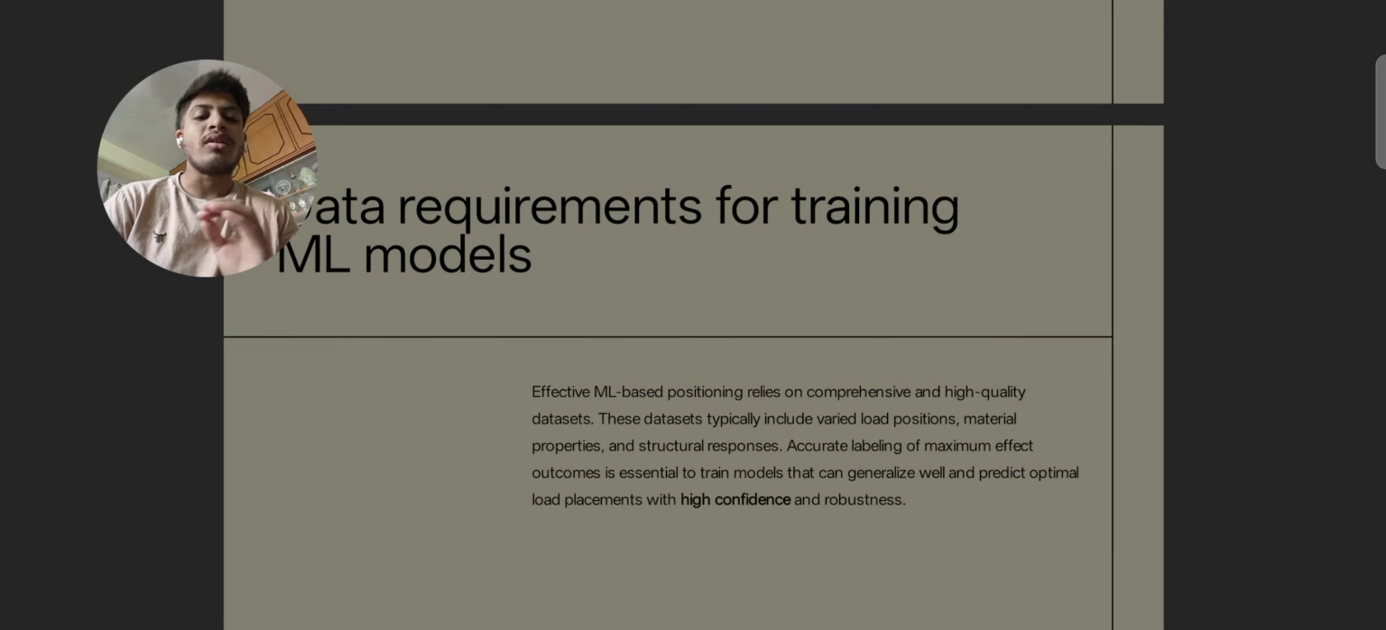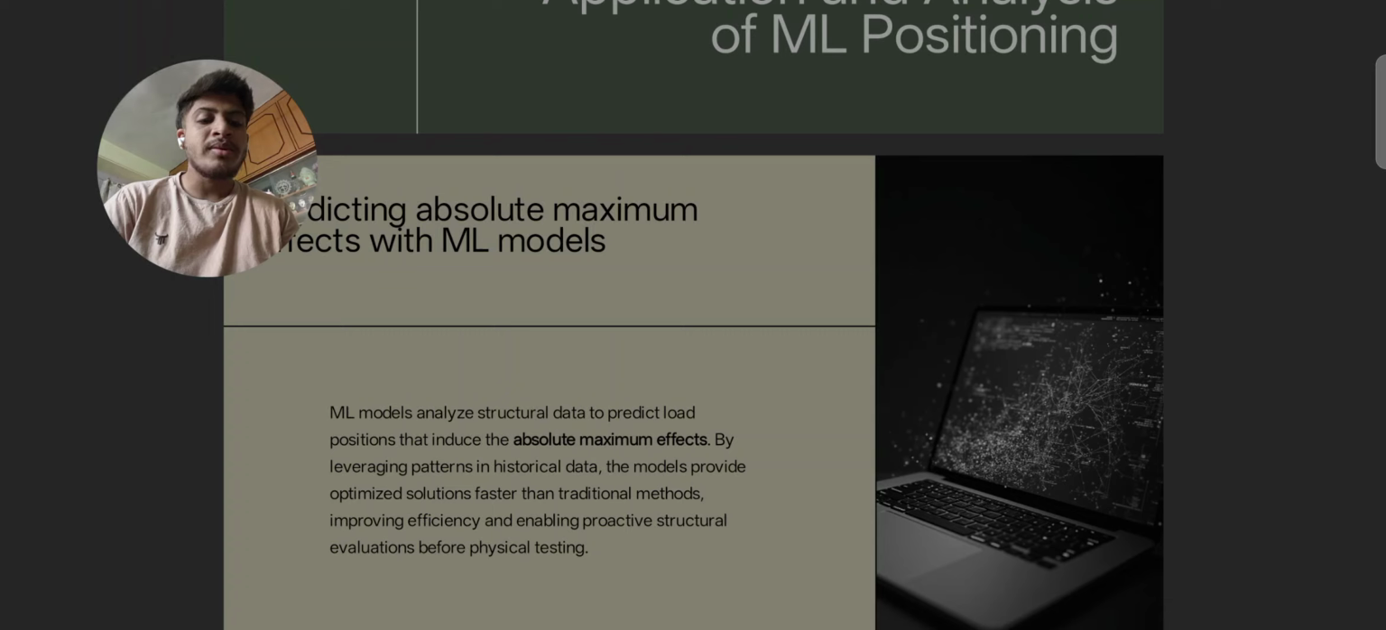Predicting absolute maximum effects with machine learning models. Predicting the absolute maximum effect of bending moments, shear forces or deflections due to moving loads is vital in structural engineering for safe and economical design. Machine learning offers an efficient alternative to traditional analytical or iterative methods, especially for complex load configurations or real-time applications. Problem definition: determine the critical positions of moving loads on a structure that cause the highest internal forces or deflections.